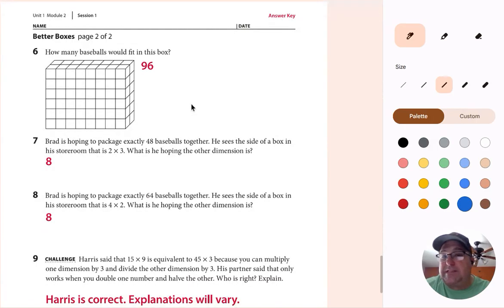We can see that's 96. How did we get there? Well, how far over, back, and up did we go?